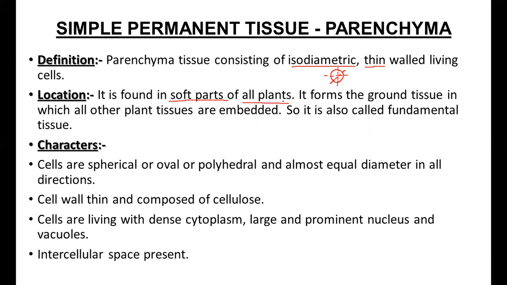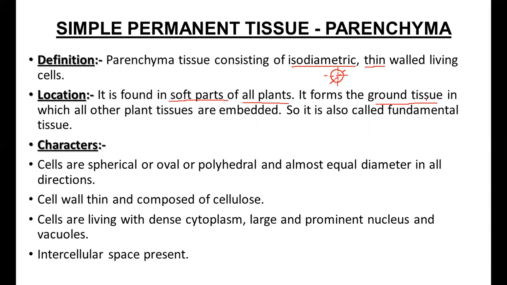Hard parts are made up of different types of cells, and parenchyma cells, as they are living, can be found in the soft parts. Besides the soft parts, they can be found in ground tissue. Ground tissue is found in dicot plants in both root and stem. In both cases, in dicot plants, ground tissue is present.